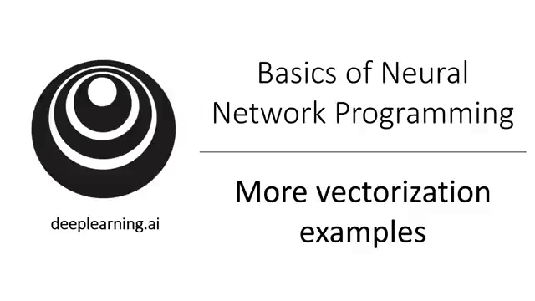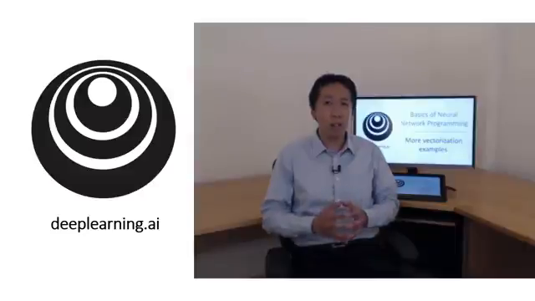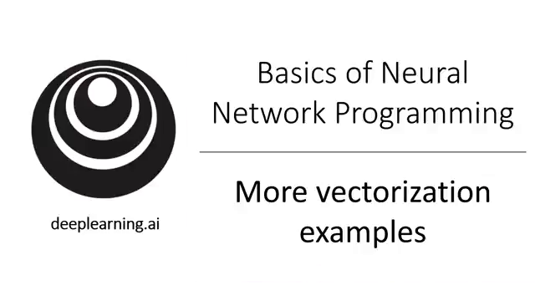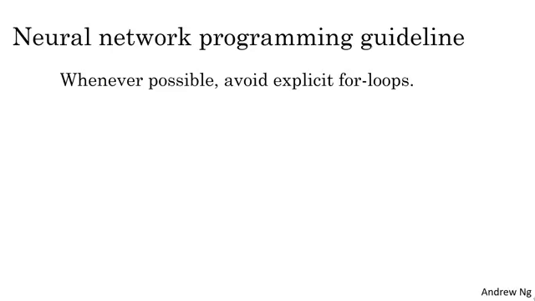In the previous video, you saw a few examples of how vectorization, by using built-in functions and by avoiding explicit for loops, allows you to speed up your code significantly. Let's take a look at a few more examples. The rule of thumb to keep in mind is when you're programming your neural networks or logistic regression, whenever possible, avoid explicit for loops.